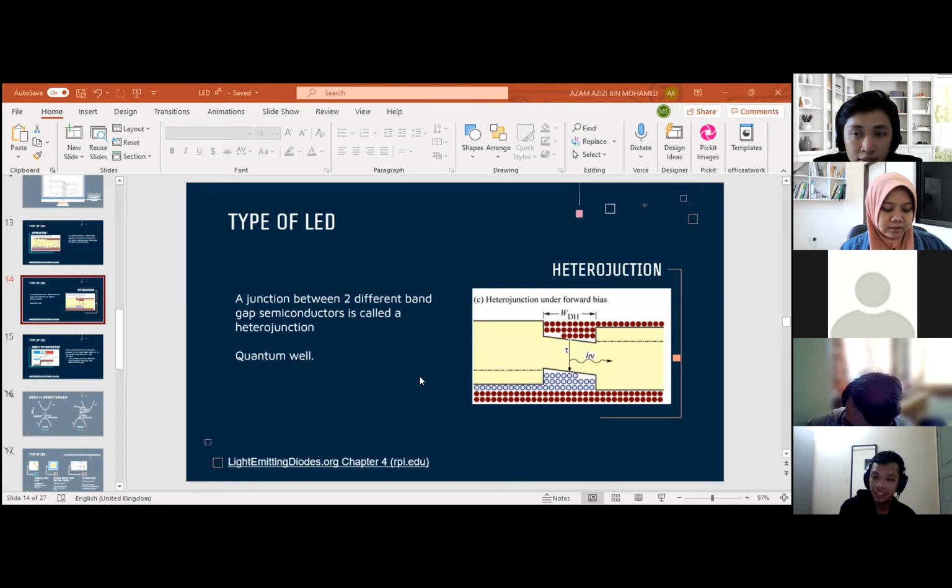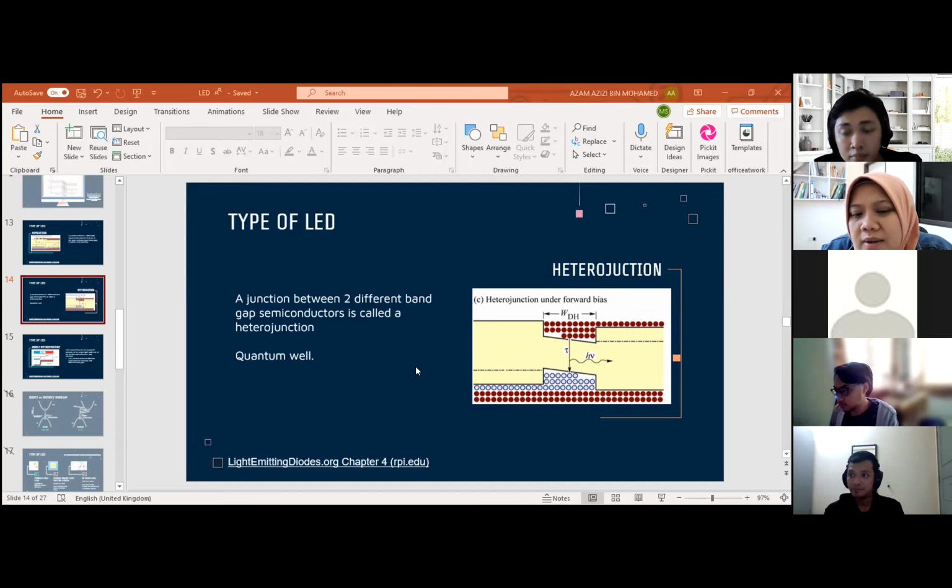My question is, there's a quantum well there, right? In our class, we learned that a quantum well forms because we sandwich very thin material between P and N. Is this LED structure the same as that one? It's a very simple, straightforward question, one sentence. Does this quantum well is the same as the quantum well that we learned in class?